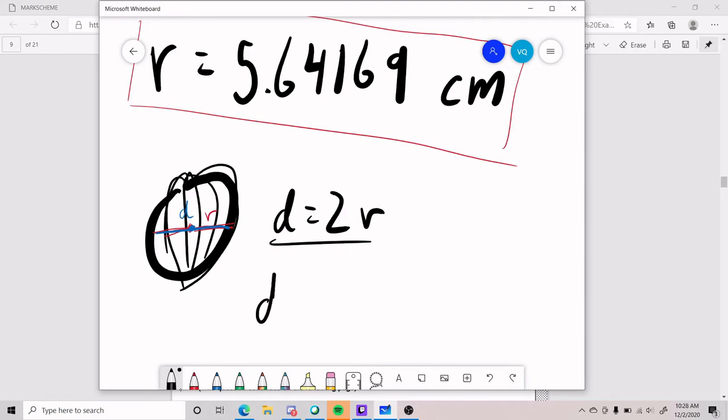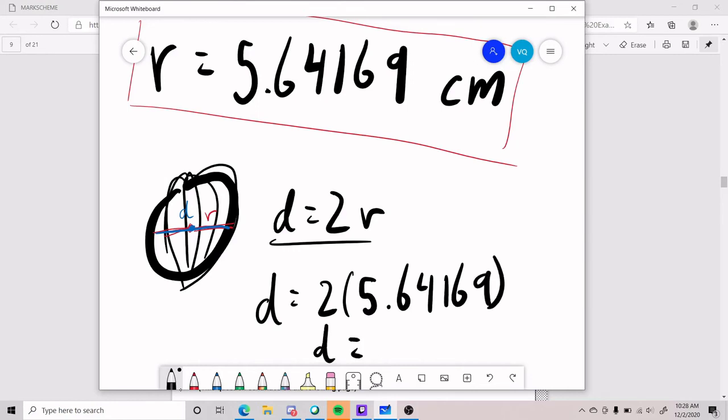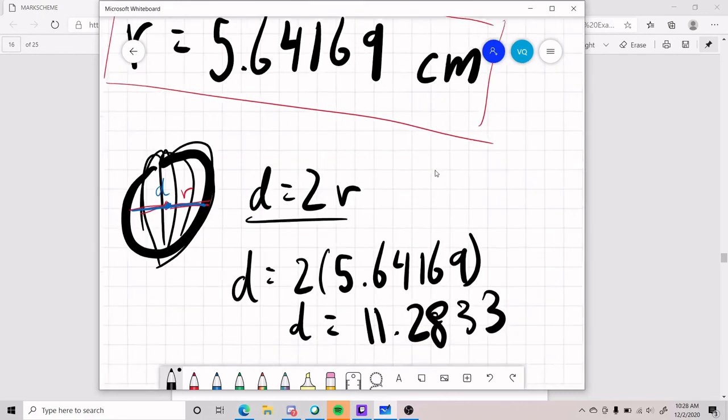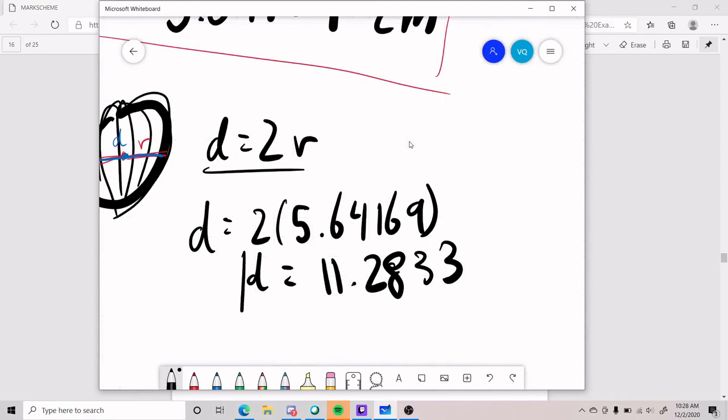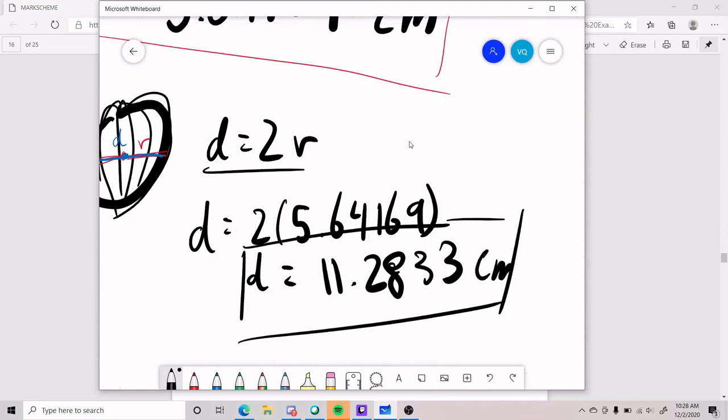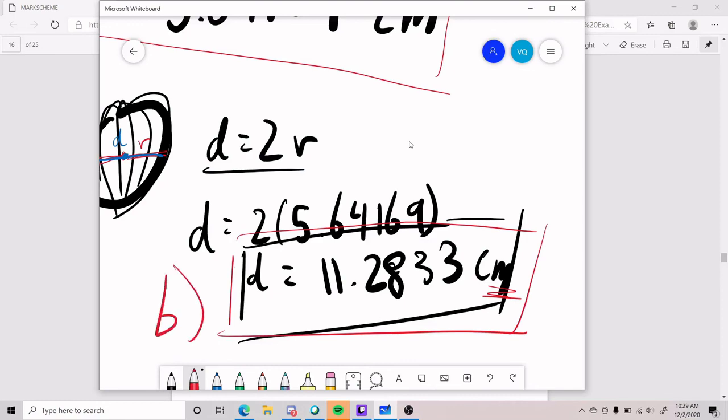So using that formula, we're going to multiply 2 times what we got earlier, and we end up that the diameter is 11.2833. Are we done here? Not quite. Do not forget the units ever, because they are part of the mark scheme. So it's very important that you put the units, but this is the answer for part B.